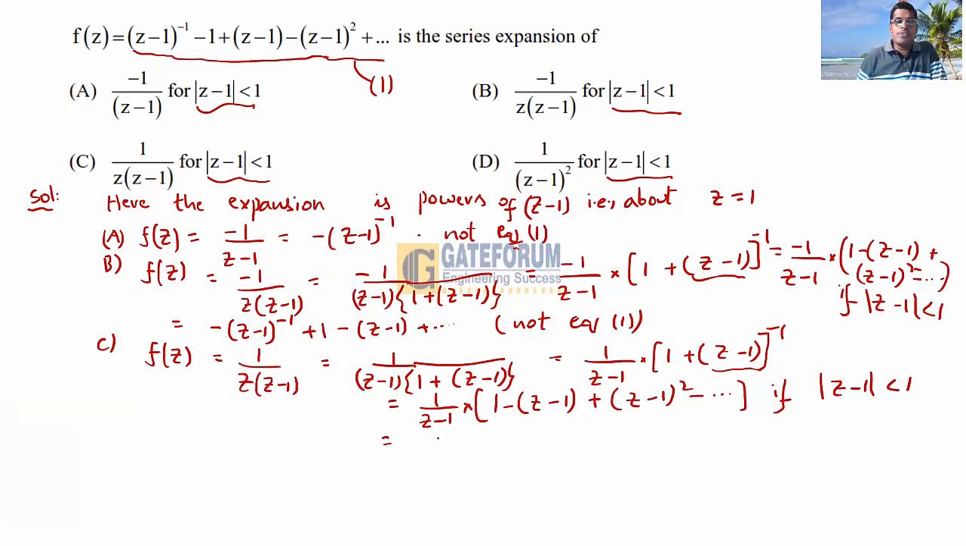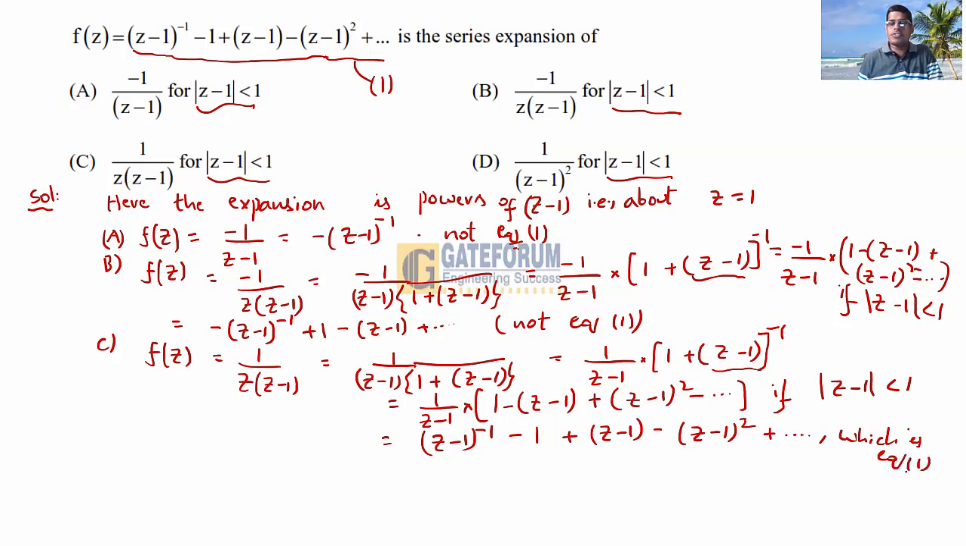1 by z minus 1 into 1 can be written as z minus 1 whole to the power minus 1. And this cancels here, minus 1 plus 1, z minus 1 cancelled, remaining with z minus 1. Automatically the next term is z minus 1 whole square, because this is next term whole cube, cancel with 1 z minus 1. You will be getting this one plus x. So, which is equation 1, meaning the RHS of equation 1. See this. So, accordingly, answer is option C.